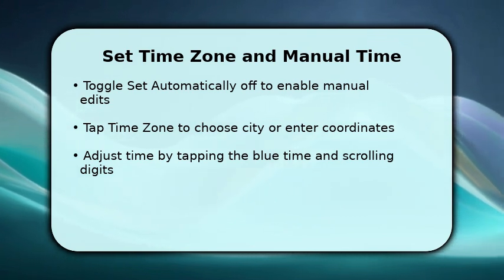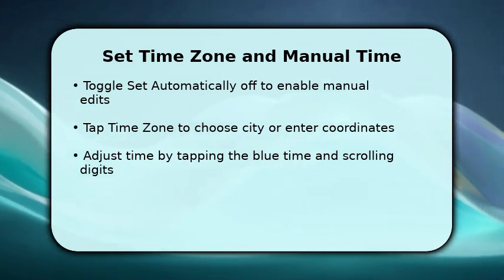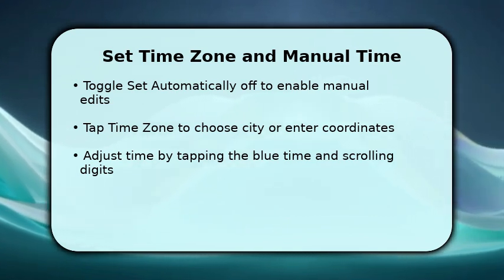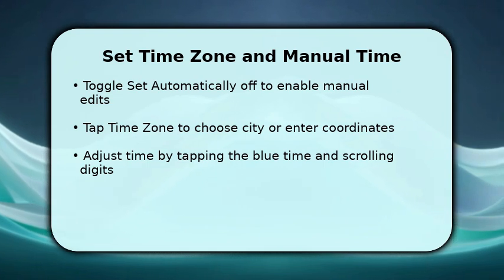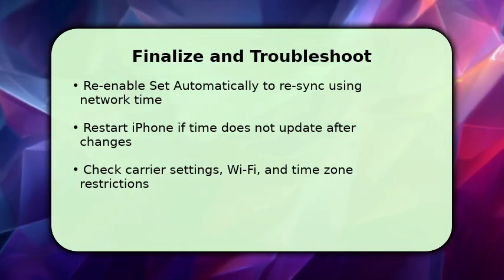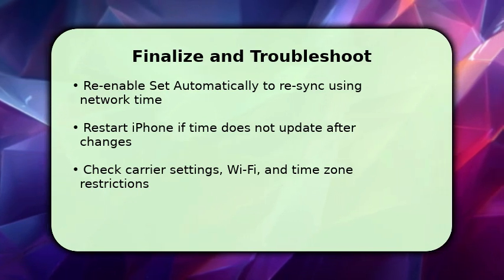Make sure your chosen zone matches daylight savings rules, otherwise events may shift. Once your manual values look correct, pause to confirm date alongside time so everything syncs. Finish by confirming the change and restoring automatic behavior if you want network accuracy.